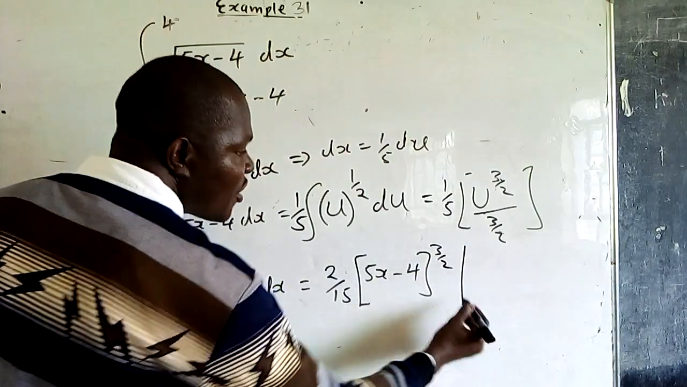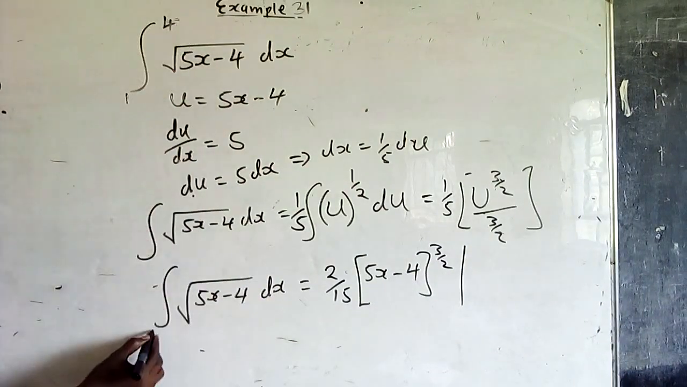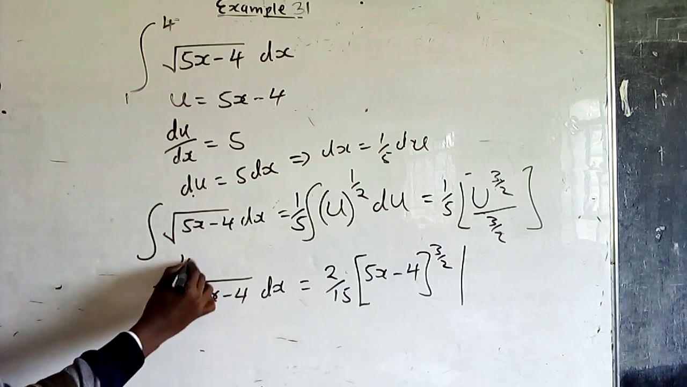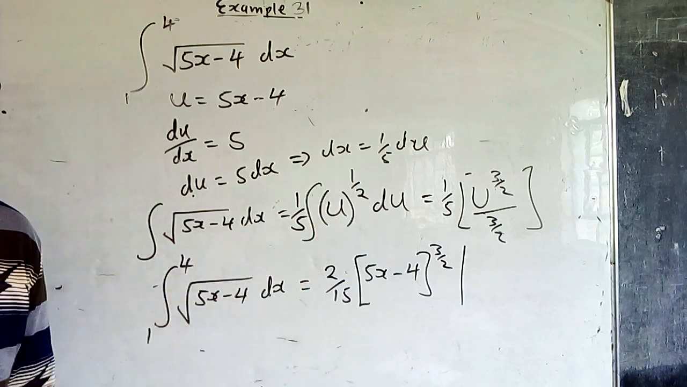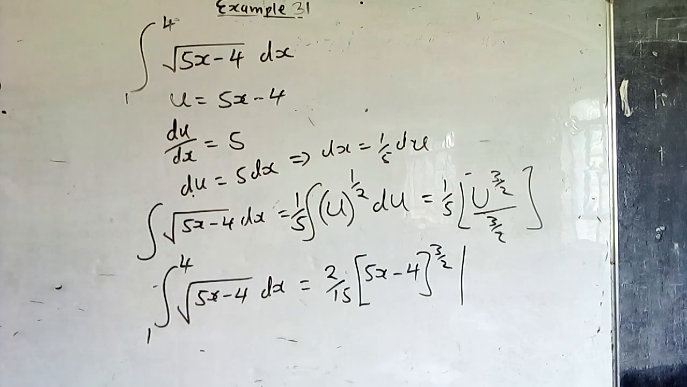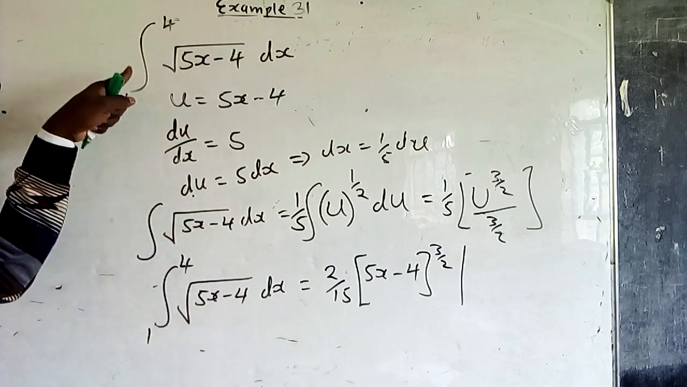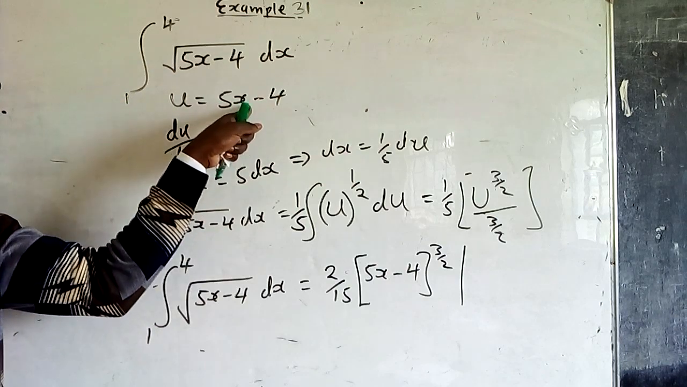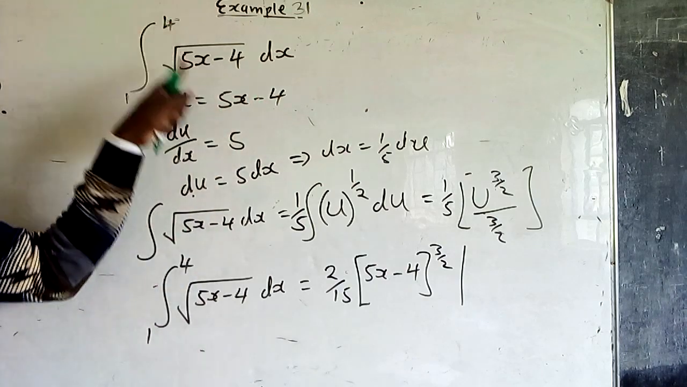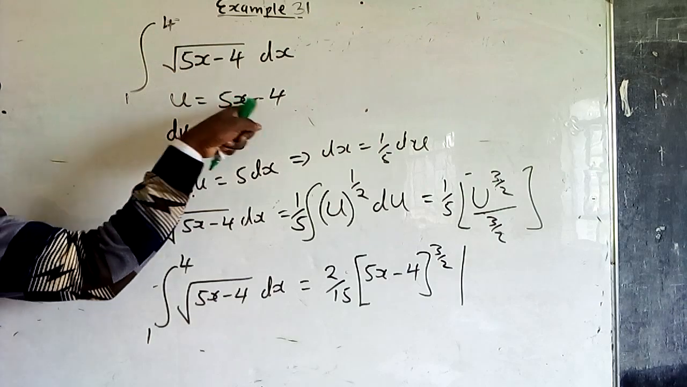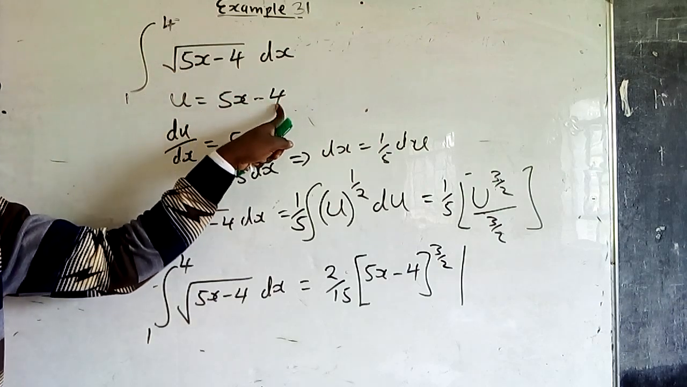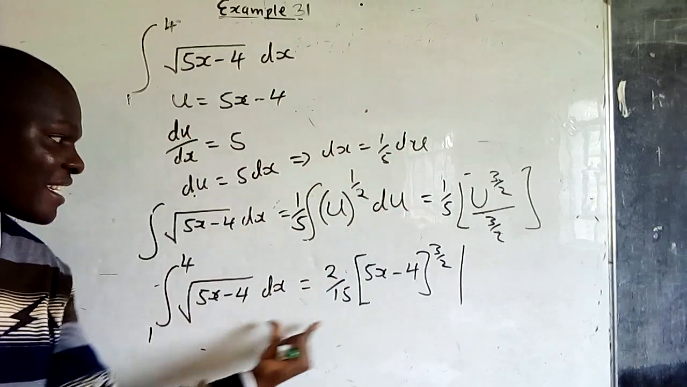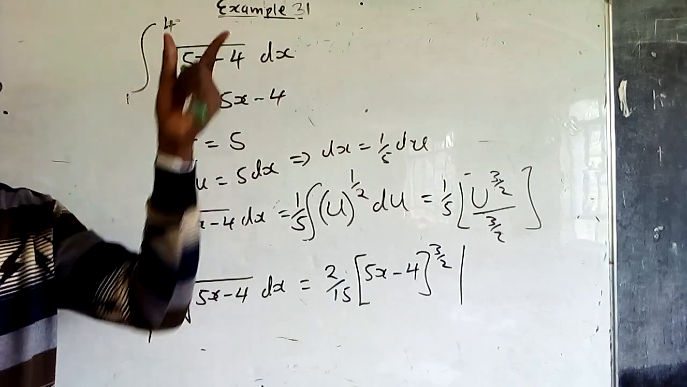Then you put your limits of integration now. You are integrating from 1 to 4. So you see where there is u, I'm not putting limits because I don't want to change the limits, isn't it? Because remember, when x is 1, u is 5 times 1 minus 4, meaning u is 1. When x is 4, u is 5 times 4, 20 minus 4, u is 16. So that is why I don't put the limits where there is u. I wait until I reach the final answer when it is back to the original problem.